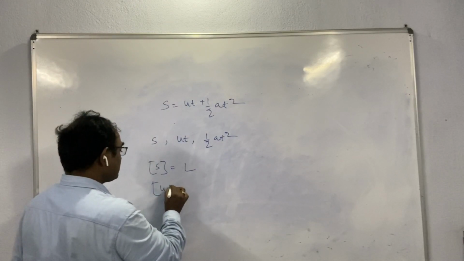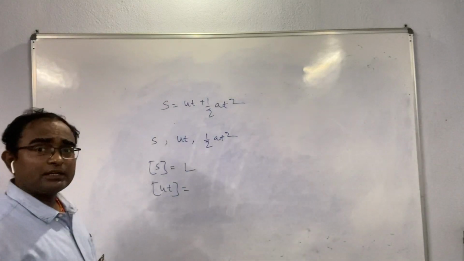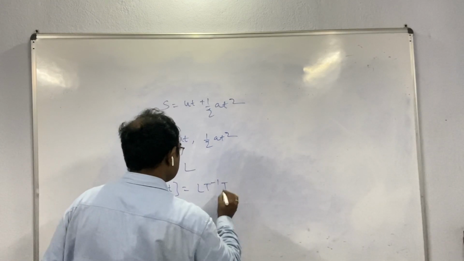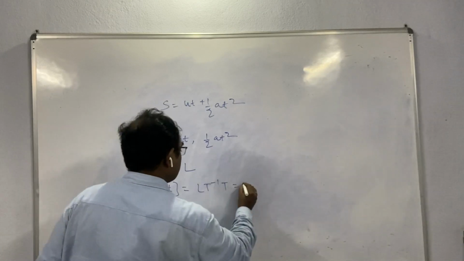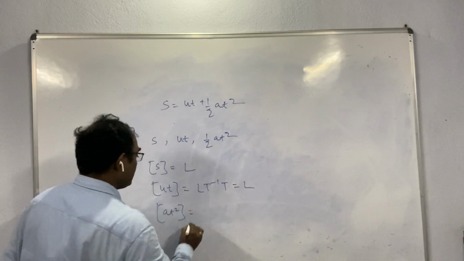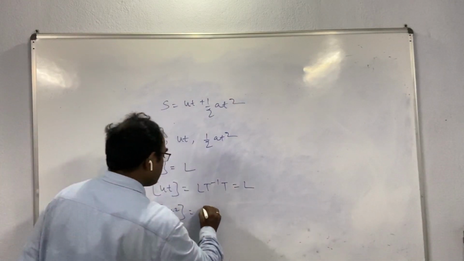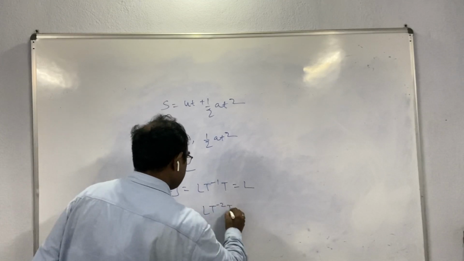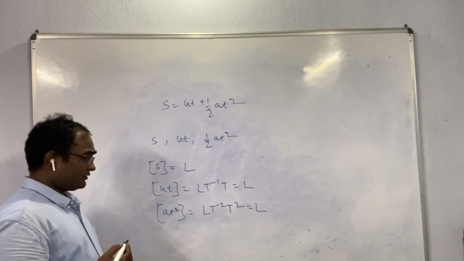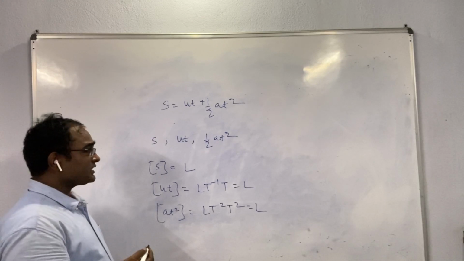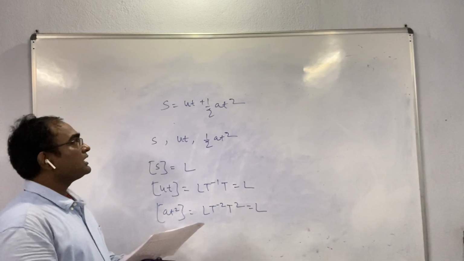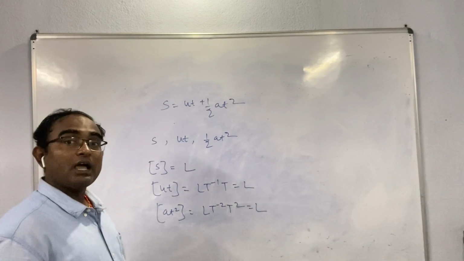Now we will find the dimension of ut. u is the velocity. Velocity has a dimension of LT^-1, and t is time, so the dimension is L. Now at square: a is acceleration, and acceleration is LT^-2, then T^2, which can be represented by L. Now I can say the consistency of the given equation is correct because the dimension of each term is the same, L. So definitely this equation is correct according to dimensional analysis.